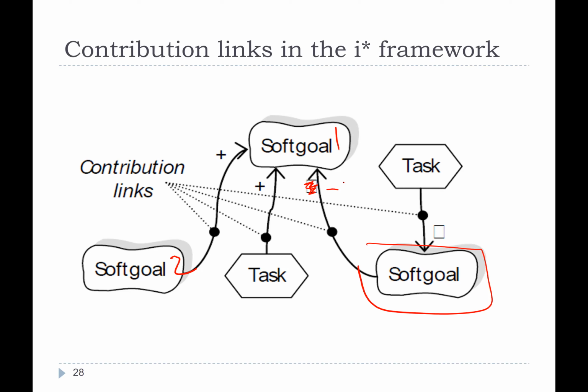And by chance as well, this task two, when I'm doing it, it's actually negatively affecting soft goal number three. Now, if you think about it, task number two, in an indirect way, is actually helping soft goal number one because it's attacking my enemy, so to speak. Okay, you get that, guys? You can see how task number two is actually helping soft goal number one because it's attacking what is actually attacking soft goal number one.